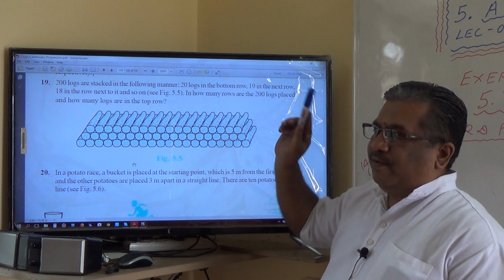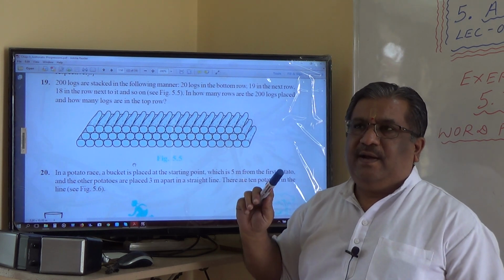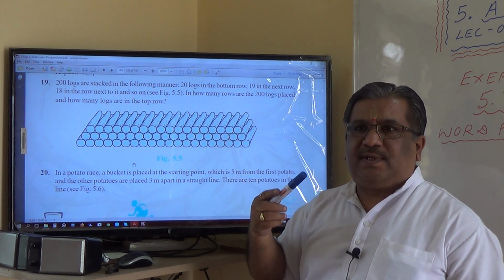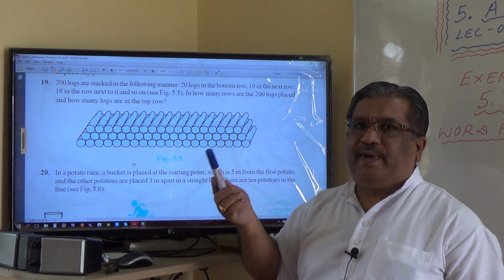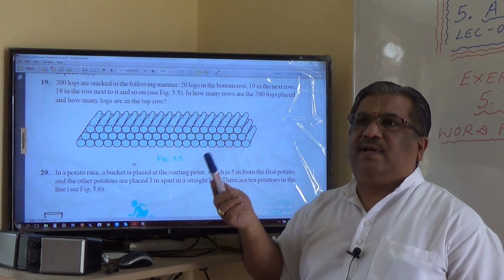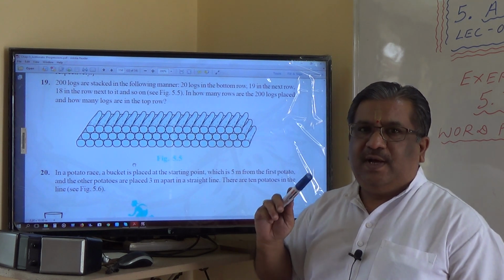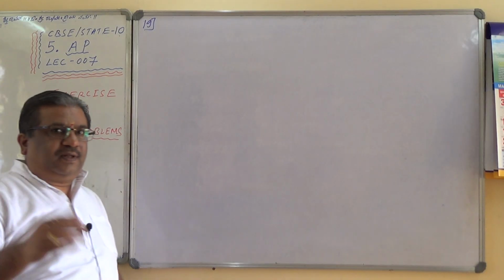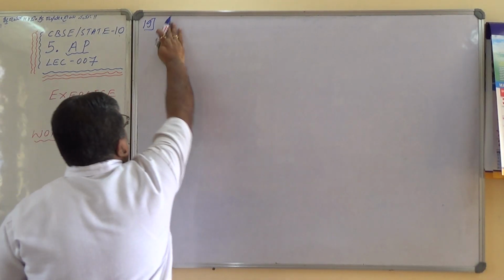Let n be the number of rows. We calculate n, and when you know n equals some value, the top row you can identify and calculate the number of logs in the top row also. Let us see how to solve this one. So let us solve this one. 19th question.